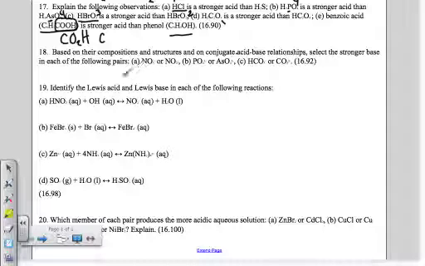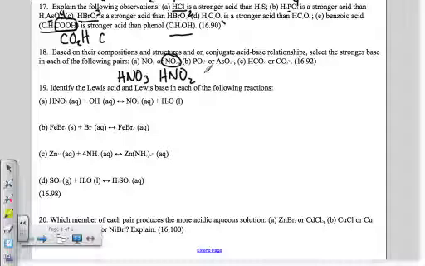In A, nitrate comes from nitric acid, nitrite comes from nitrous acid. This is a strong acid, so its conjugate, nitrate, is weak, often a spectator. So that makes nitrite, which comes from nitrous acid, the stronger base.